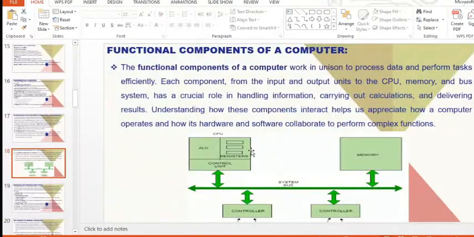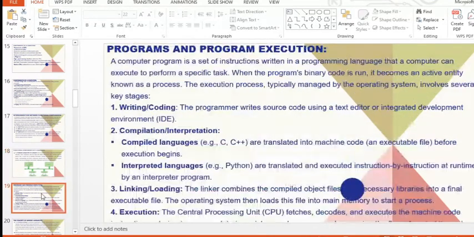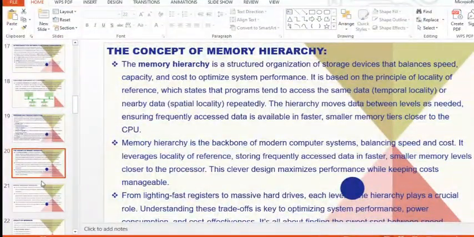So this is the architecture of those functional components, from the CPU to the arithmetic logic unit to the registers to the control unit to the memory, then the system bus. Then here we reach program execution. So let me finish it here. Next week we focus on the concept of the memory hierarchy.